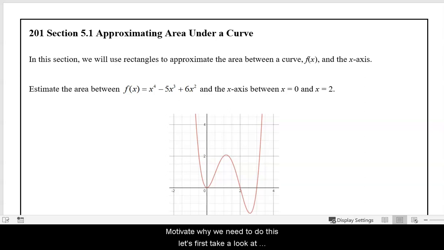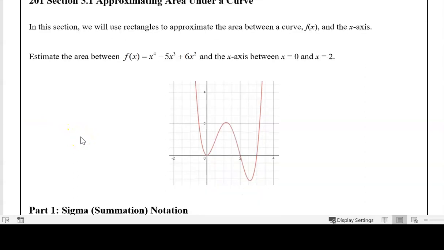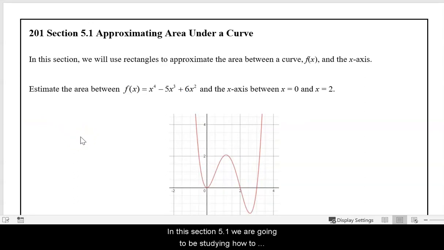To motivate why we need to do this, let's first take a look at what we have here in the picture. In this section, 5.1, we are going to be studying how to use rectangles to approximate the area between a curve, like the one you see here in red, and the x-axis. We always measure the area between the curve and the x-axis, not the y-axis.